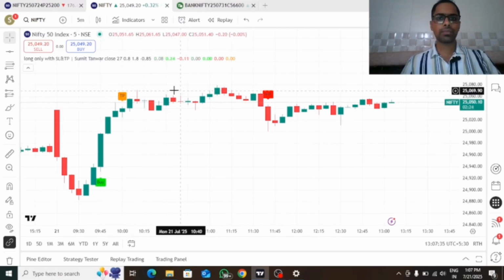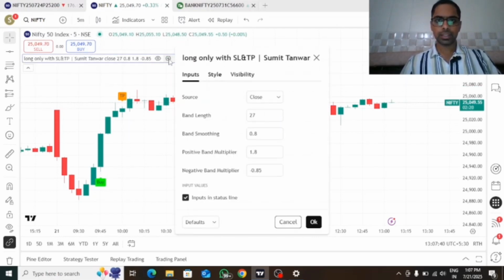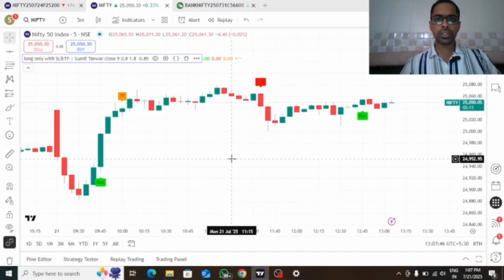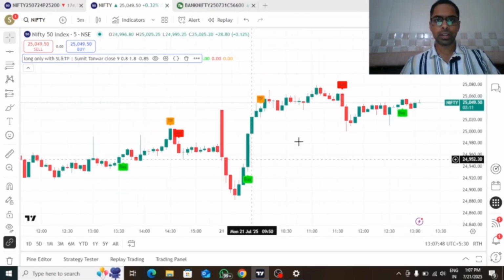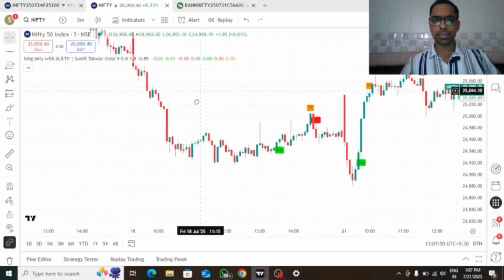The best time frame would be 3 and 5 minutes. We will have to change a few settings, that is band length to 9, and the tool is ready to be used. The tool is best used to capture the big moves of the market.